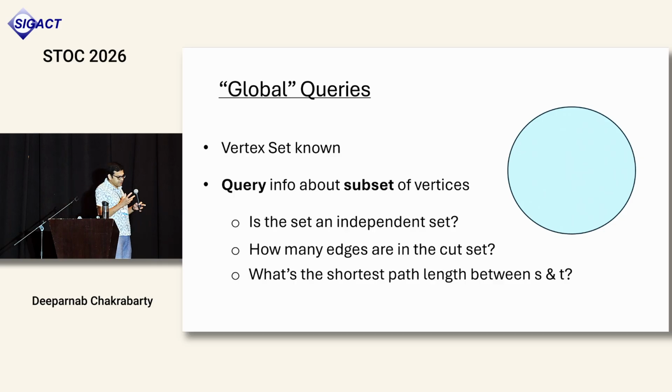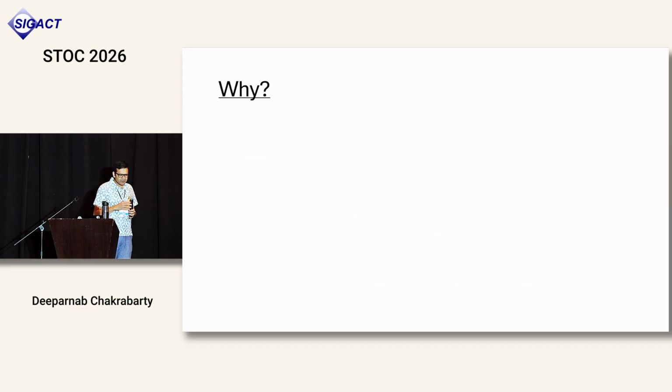Or you can ask, given two points, what is the shortest path between them? That's something that will take time to compute, but maybe you can get that at unit cost. So these are the things you can get, which we will be calling global queries, and you want to solve algorithmic problems based on that. Okay, so why would you like to study this?